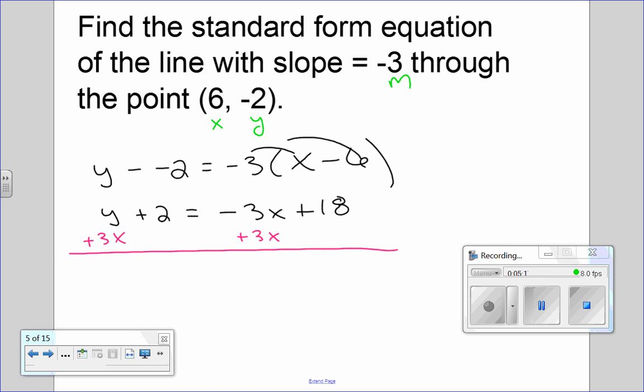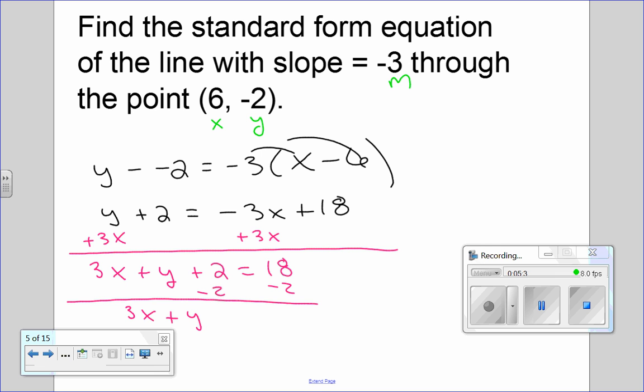I'm going to move my -3x over to the left-hand side so it can be a positive and it can live with the y. Now I still have this 2 and I still have this 18. I'm going to finish by getting the 2 to join the 18. And I think doing it in 2 steps just keeps my board a little less messy. Did you see what happened? All the variables moved to the left, all the numbers moved to the right, and everything's positive. Nice. All right, I'll hit pause and you ask your question.